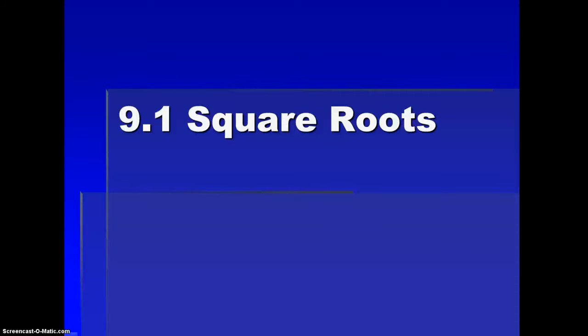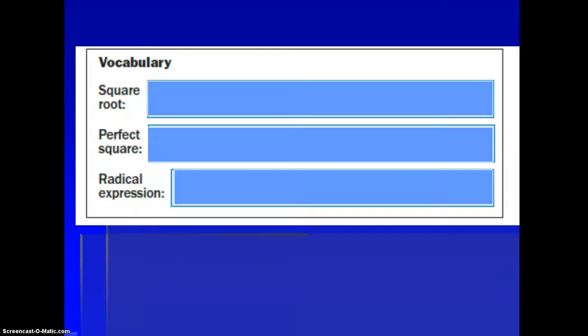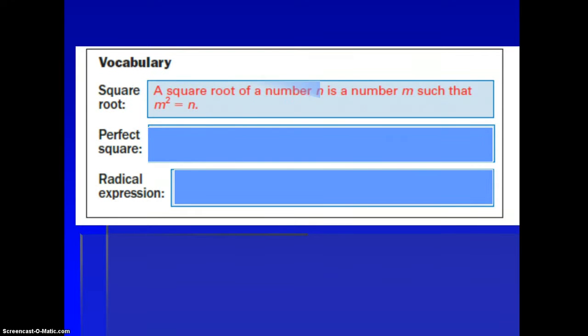Lesson 9.1, square roots. A square root of a number n is a number m such that m squared equals n. We use this symbol to represent square roots. It's called a radical.